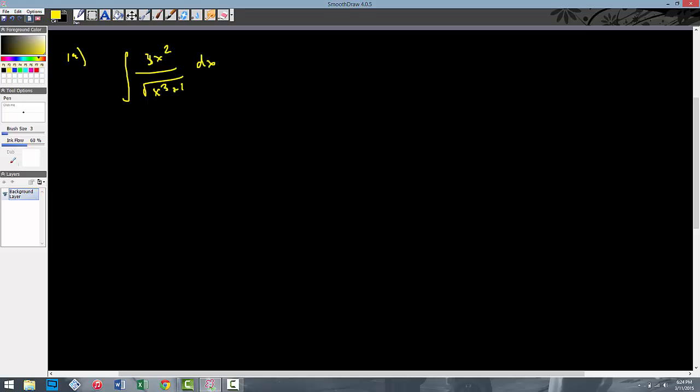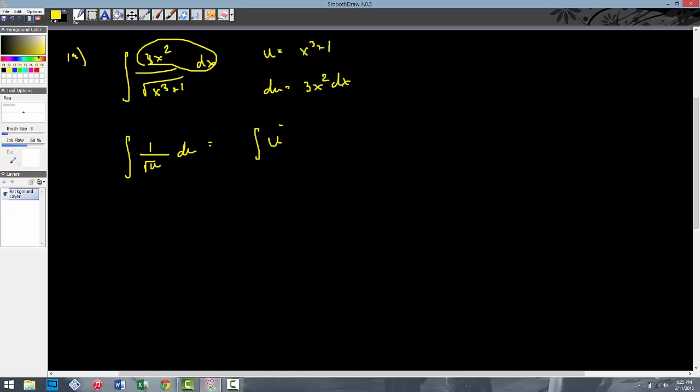Okay, reverse chain rule this thing. U sub. U is going to be x cubed plus 1. Du is going to be 3x squared dx. Notice, you have a 3x squared dx right here. That's going to give you a 1 du up top. No remainders, no nothing. You're going to get 1 over rad u du, and you're going to integrate that, which is the same thing as the integral of u to the negative 1 half du.